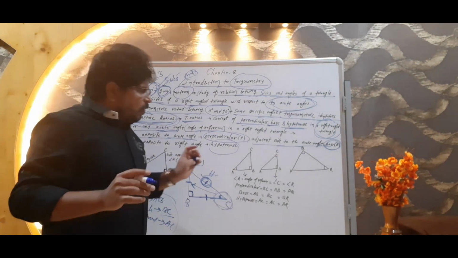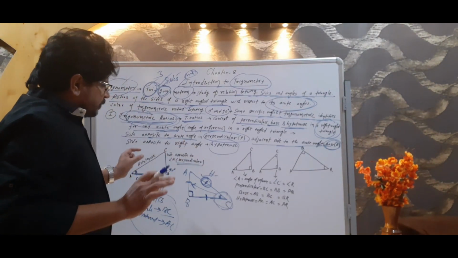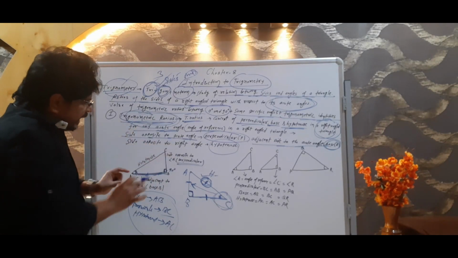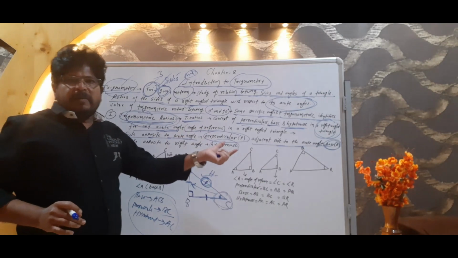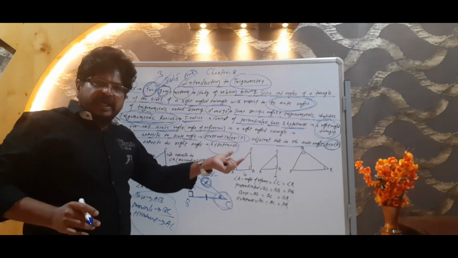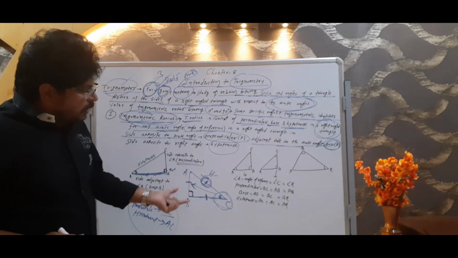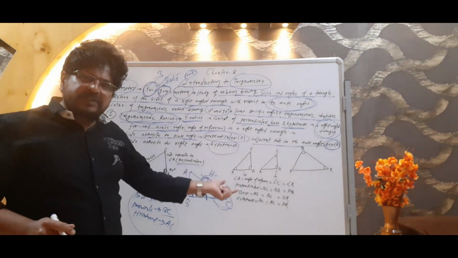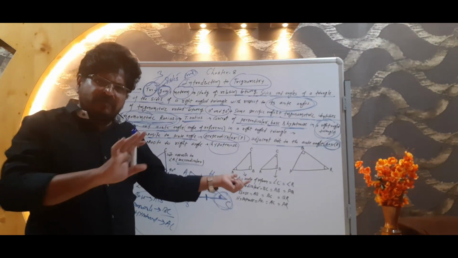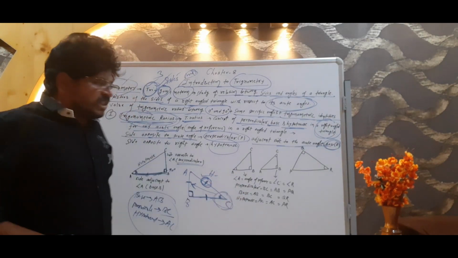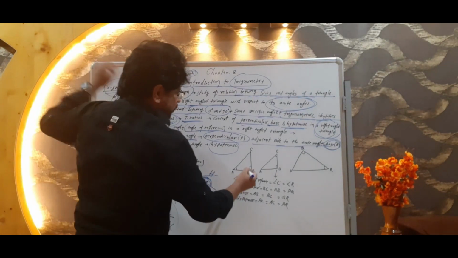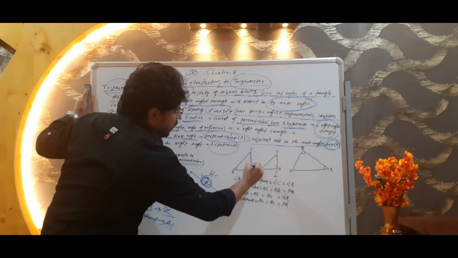Okay guys, now with the help of three diagrams, I will clear up what happens if the position of the acute angle changes. Then what will happen to our perpendicular and base? The hypotenuse will not change, but the perpendicular as well as the base will change. Okay, see this figure carefully.